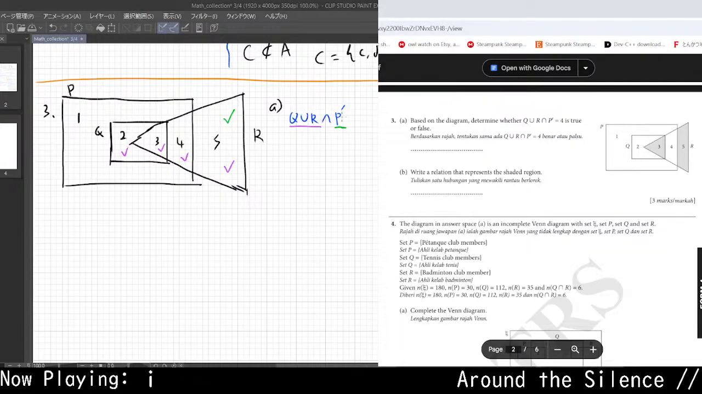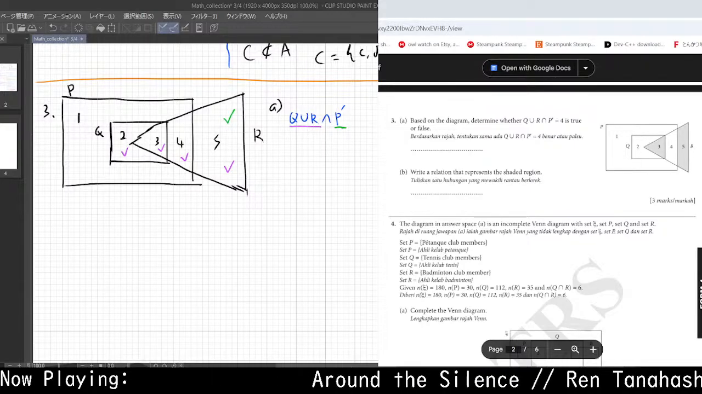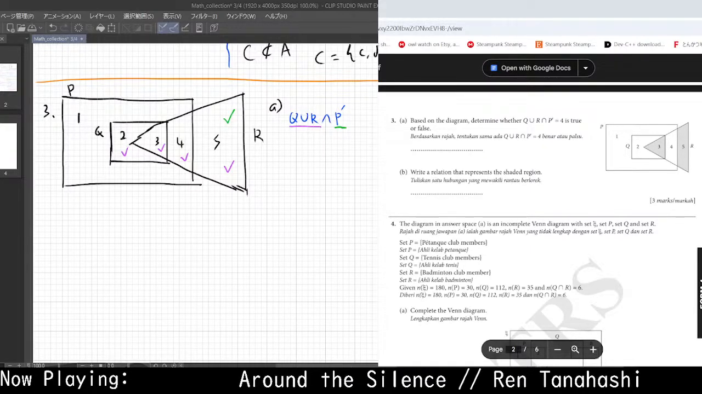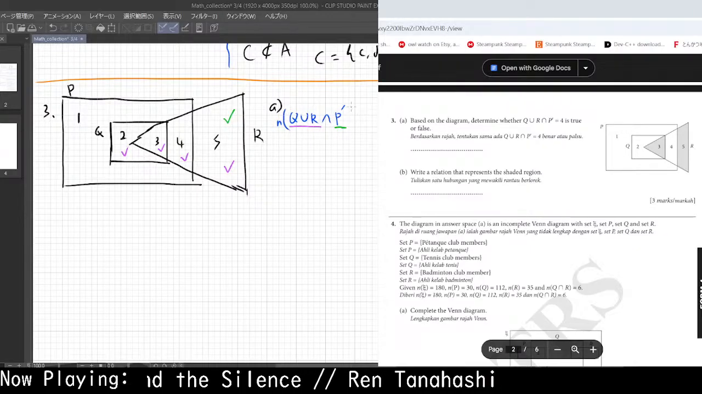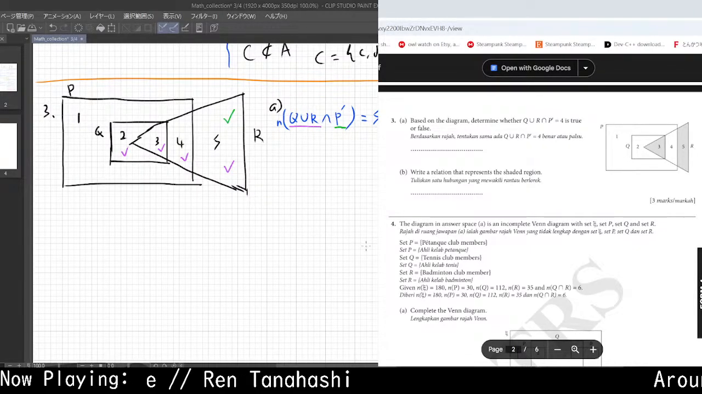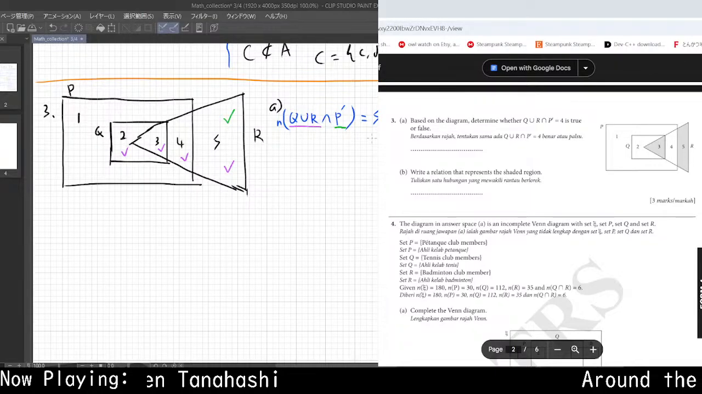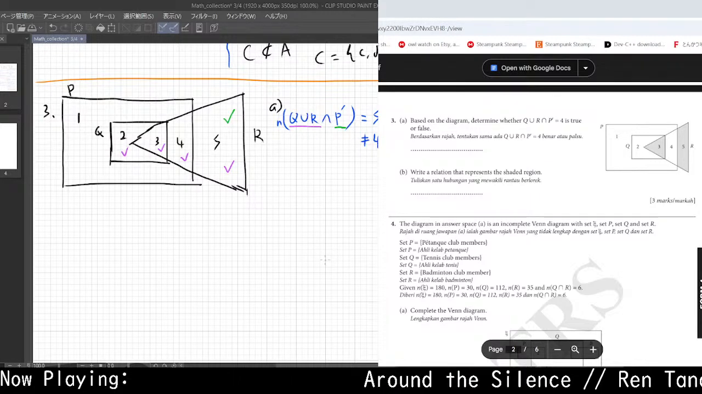Therefore, the value of this will be equal to 5. So the number of things inside this particular set is equal to 5, and therefore is not equal to 4, which means the answer for this particular true or false question will be false.